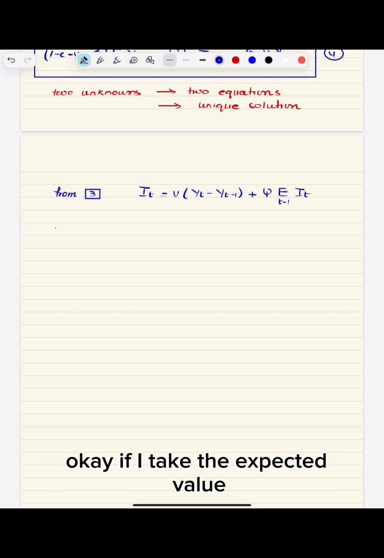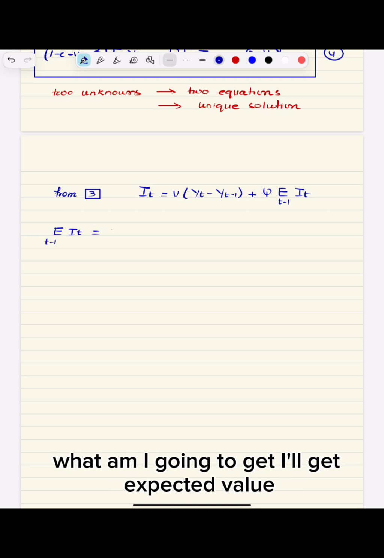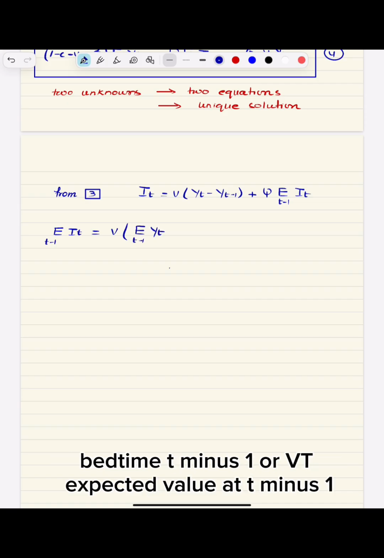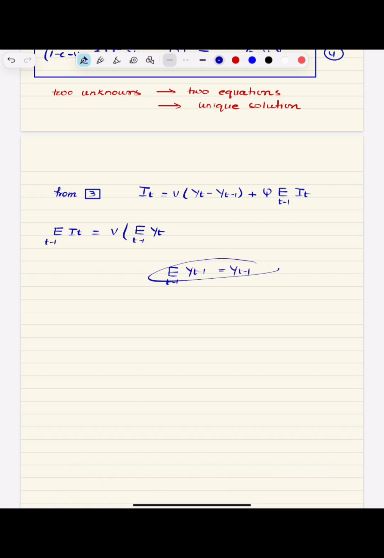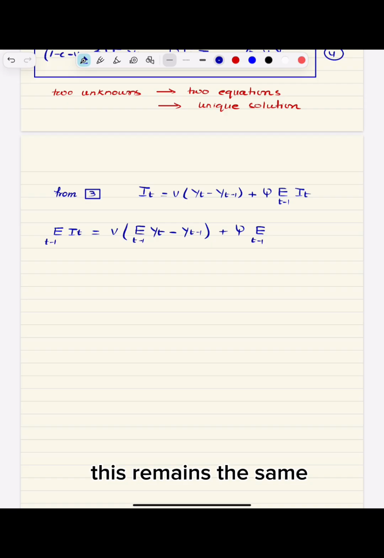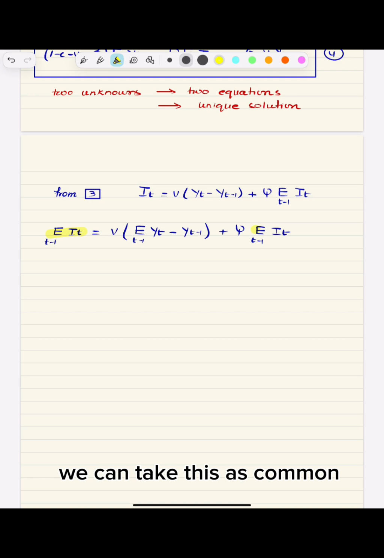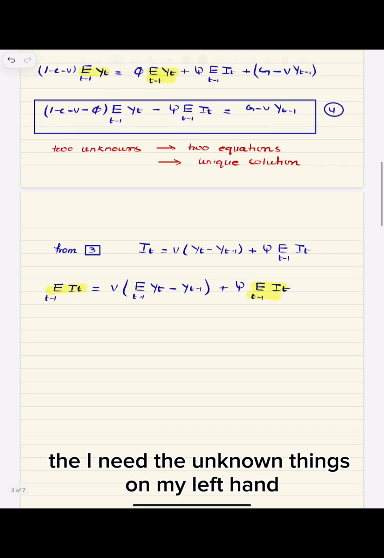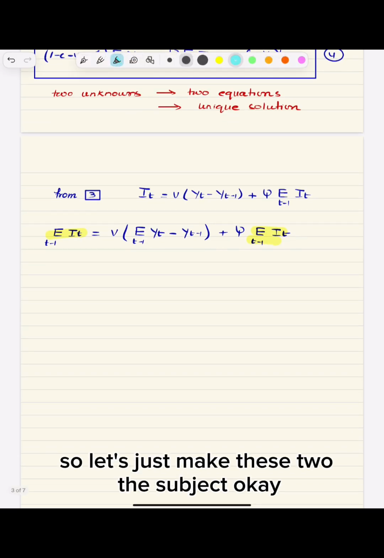Okay, if I take the expected value at the previous time period of this whole expression, what am I going to get? I'll get expected value at time t minus 1 of vt. Expected value at t minus 1 of yt minus 1 is yt minus 1. So this remains the same, yt minus 1, plus this remains the same because the expectations were already at t minus 1. We can take this as common. I need the unknown things on my left hand side, so let's just make these two the subject.